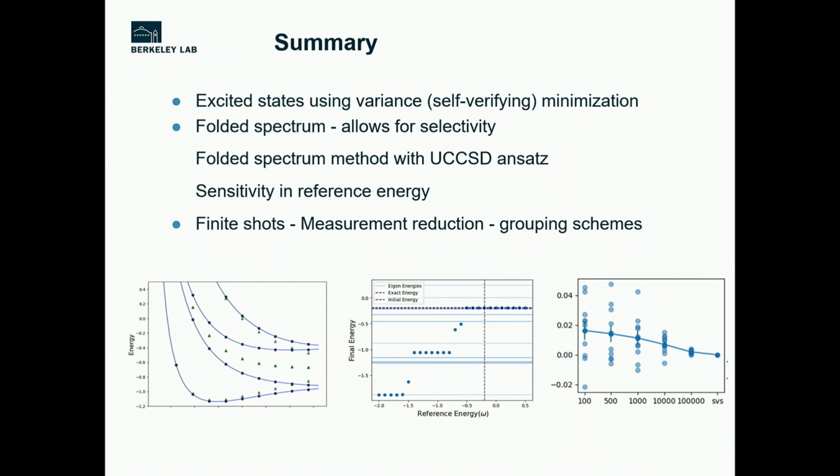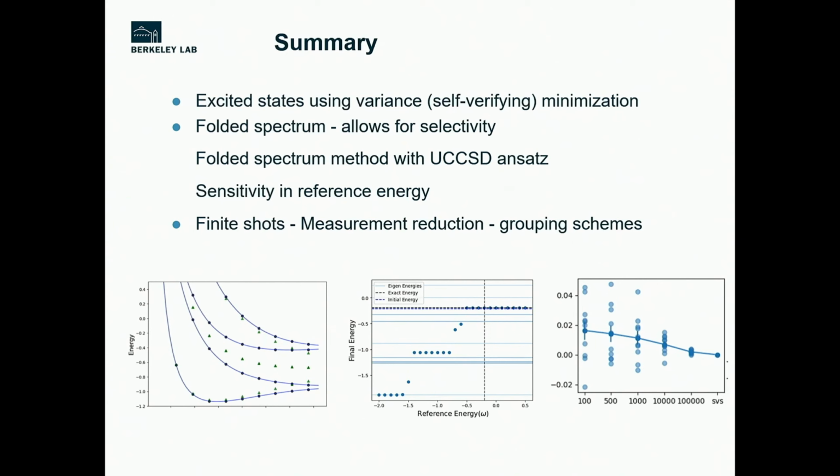Okay, so in summary, what we have implemented here is excited state preparation using the variance or folded spectrum method. The nice feature is that this is a self-verifying cost function, in the sense that it's guaranteed to be an eigenstate if the variance goes to 0. And the folded spectrum allows for more targeted preparation of your state. And then we have looked at this using the UCCSD ansatz.